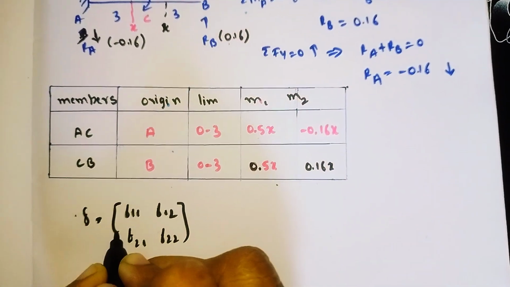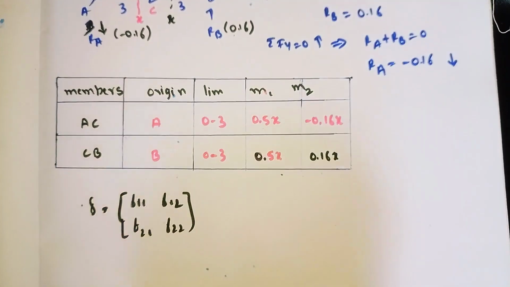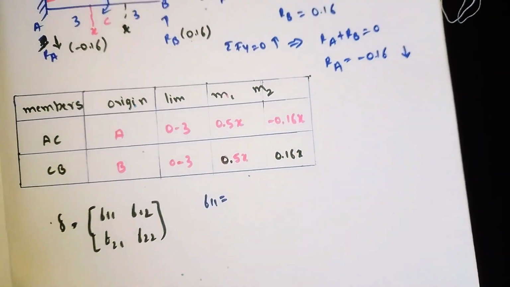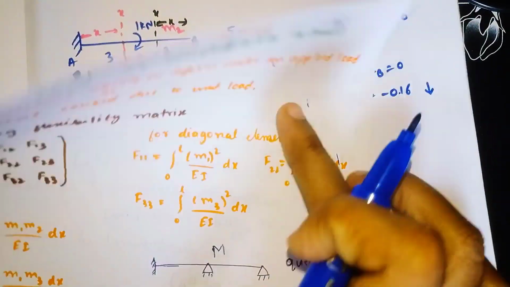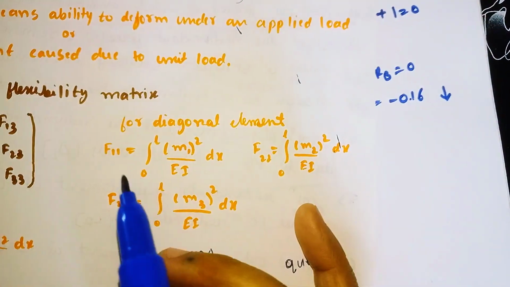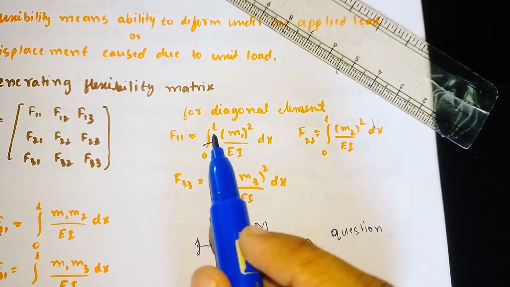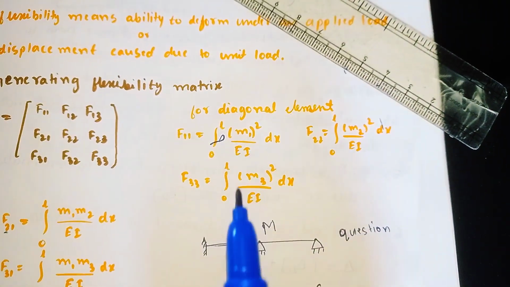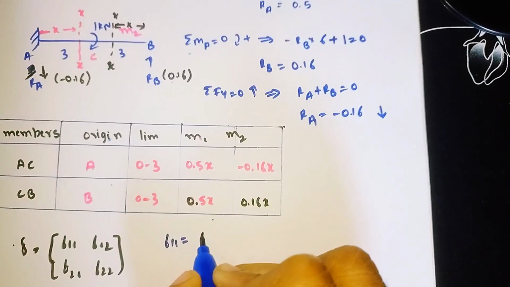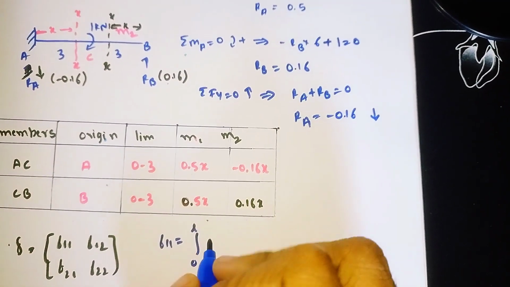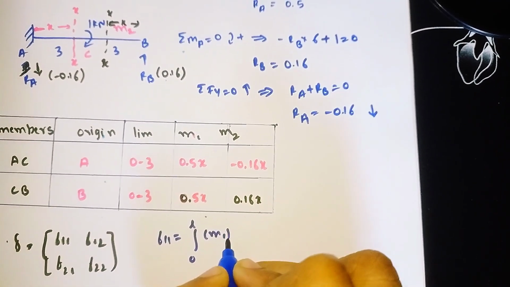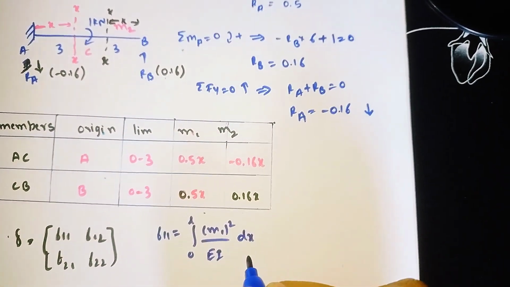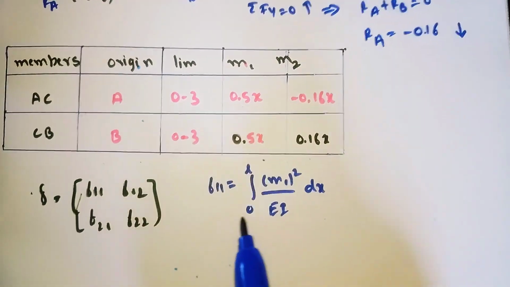So for finding out the F11, we have a separate formula for that. For F11 we have the formula: F11 is equal to the integration of 0 to L of m1 squared divided by EI into dx. Now we will calculate F11 by substituting all the values.